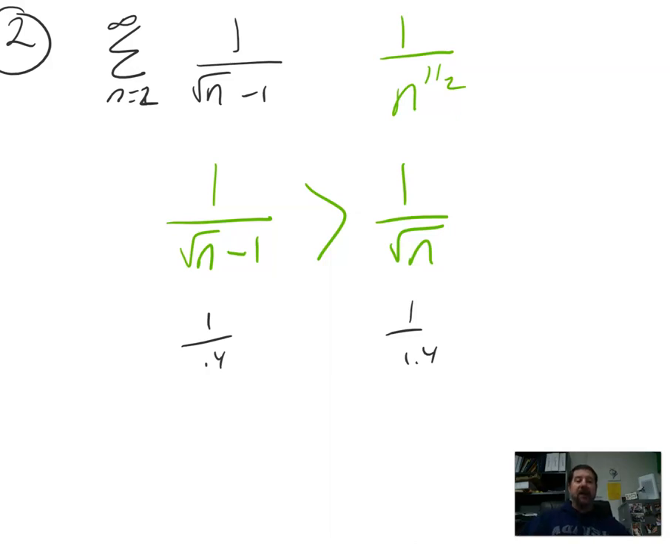All right, so now I know that this is smaller, and I know that the larger one diverges. Sorry, I misspoke there. I know that the smaller one diverges because, again, of p-series. So, by direct comparison, both series must diverge. I know the smaller one diverges, so the larger one also has to diverge. All right, let's try another one.